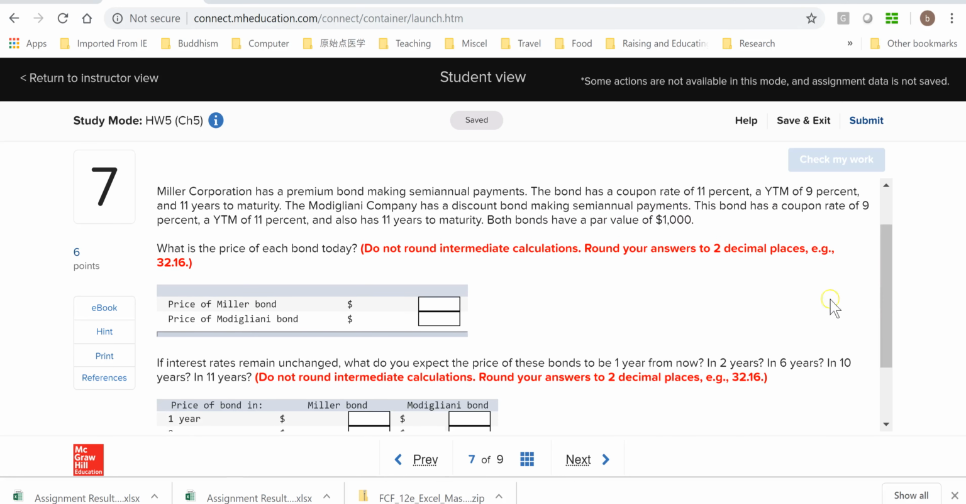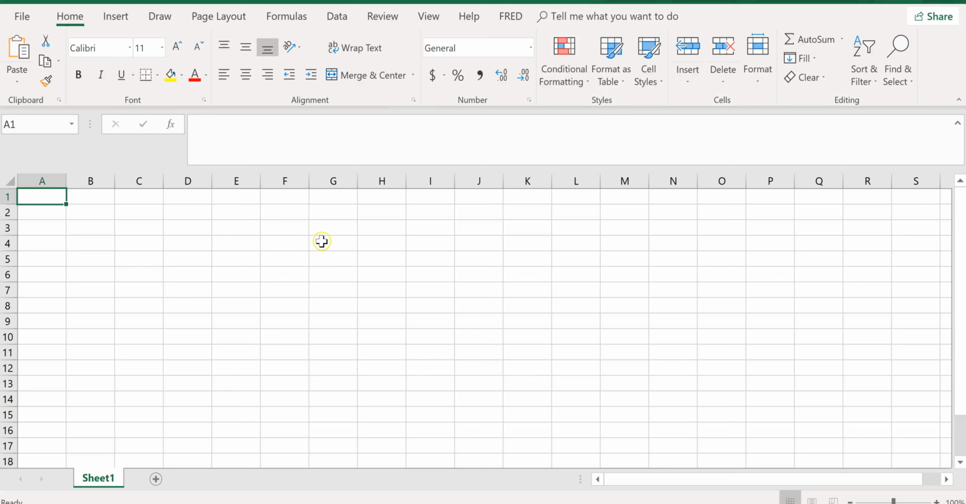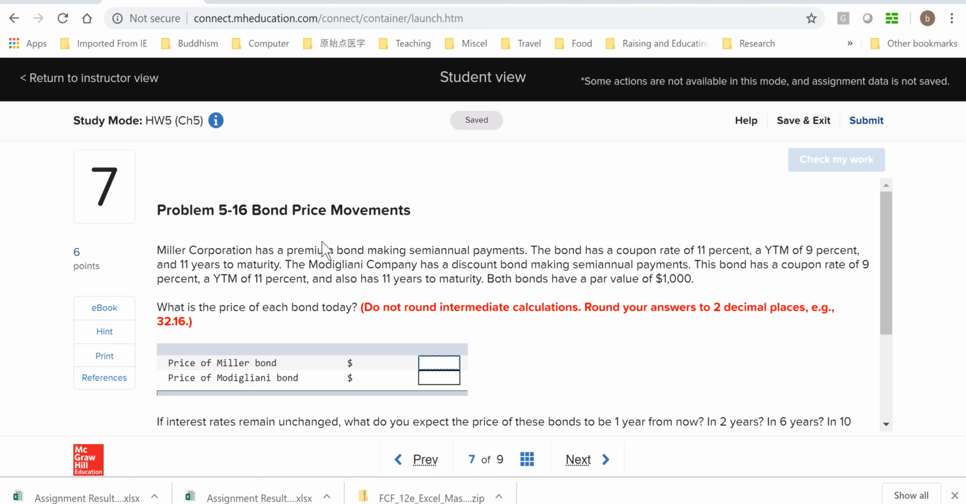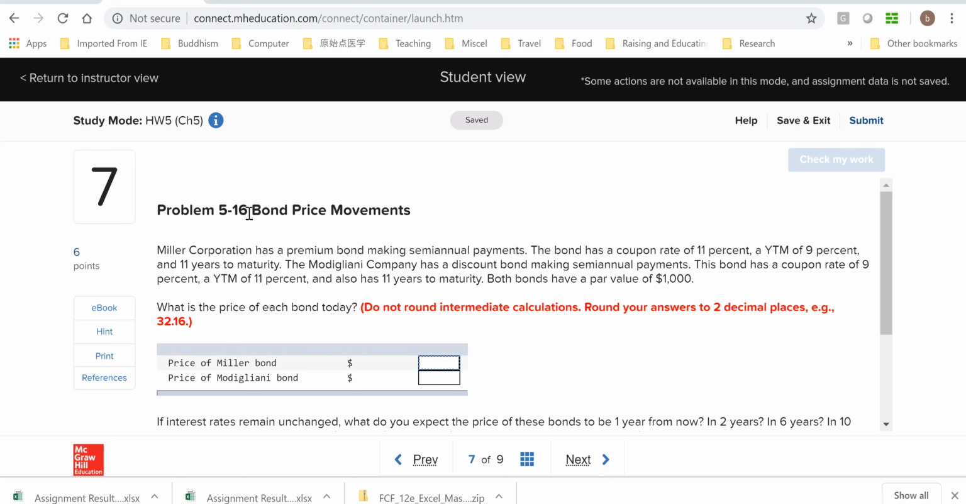So the first part of the question is, what is the price of each bond today? This is a very standard bond valuation question. We just need to do multiple calculations based on different requirements. First part is about the price of each bond today. I would like to use Excel to solve this problem. So Miller, first company is Miller Corporation, and we just write down the information.